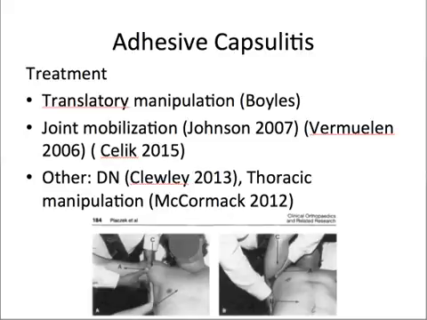And because it's one of those conditions that involves many structures around it, we also can use some of this lower level case study evidence on dry needling and thoracic manipulation to perhaps help those patients along and help us in treating their primary issue, which would be that capsule.